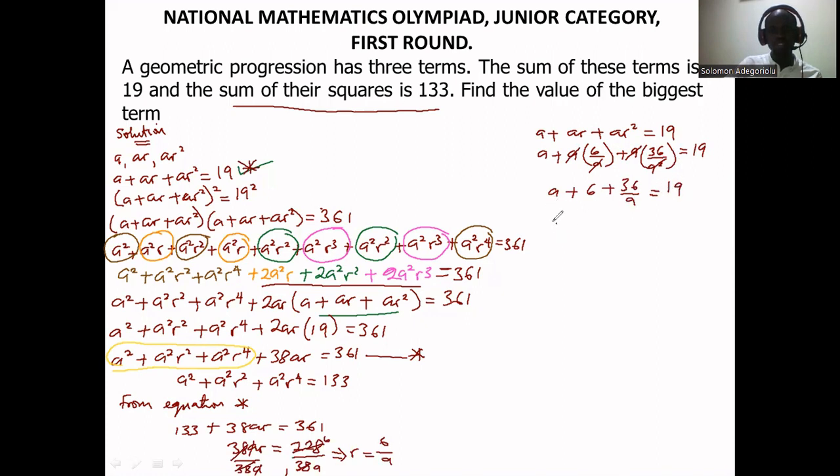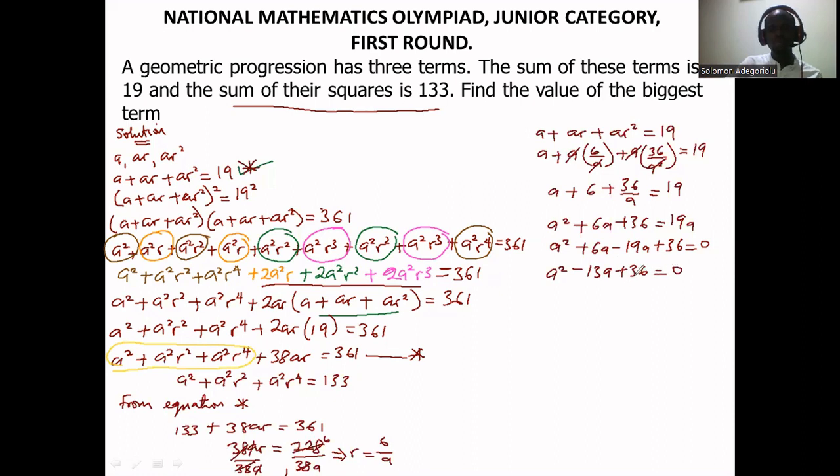Multiplying through by A will give us A squared plus 6A, then plus 36, which is equal to 19A. I'll bring this 19A down to this place. It turns to negative 19A. So that will be A squared plus 6A minus 19A plus 36 is equal to 0. And I'll subtract this. We have A squared minus 13A plus 36 is equal to 0.